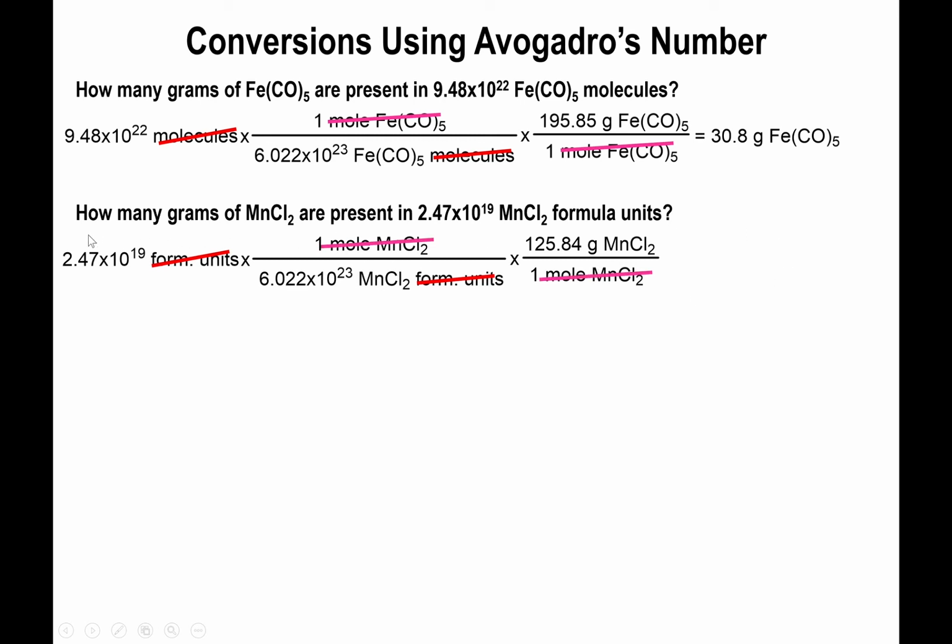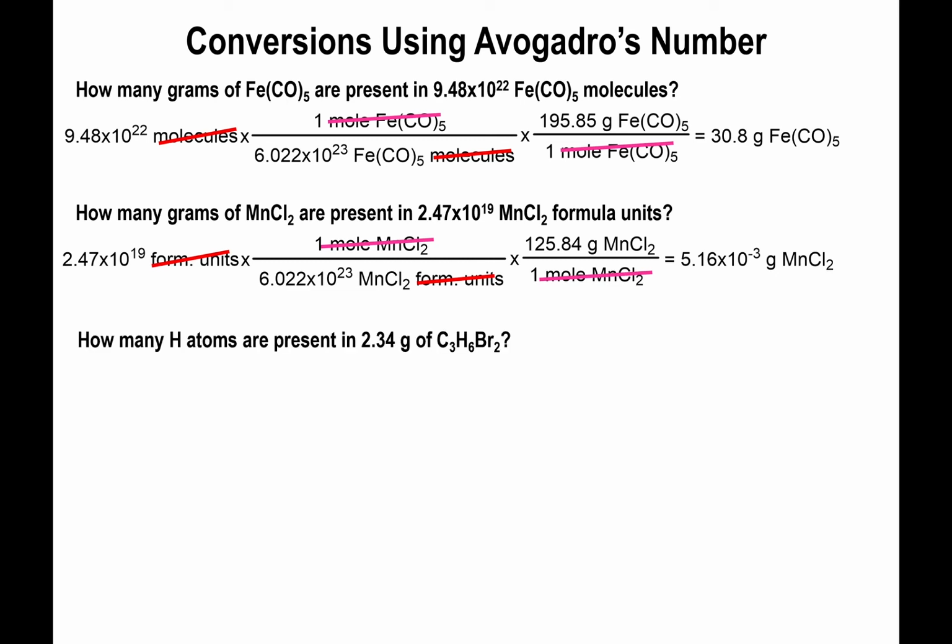And like before, you do have two exponential numbers, so open parentheses, enter 2.47 times 10 to the 19, close parentheses, divide by, open parentheses, 6.022 times 10 to the 23rd, close parentheses, press enter. Then multiply your answer by 125.84 and press enter, and you should find out that the mass is 5.16 times 10 to the negative 3 grams. You could also say 5.16 milligrams if that's an option that is allowed in the problem. All right, let's move on to another example.